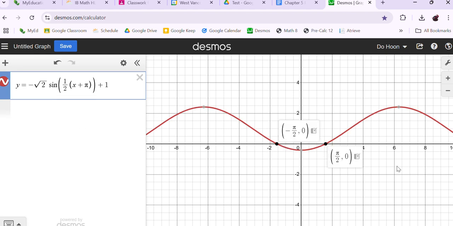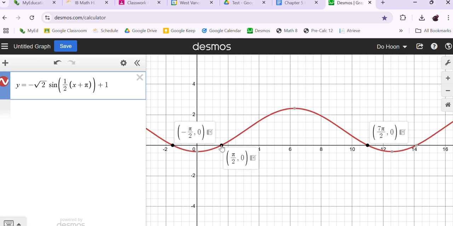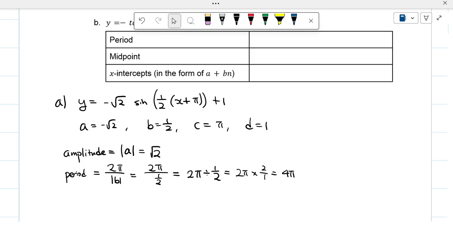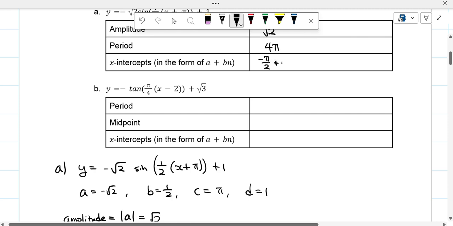Finally, my x-intercepts seem to be negative pi over 2, and then pi over 2, and the next one is 7 pi over 2, and probably 9 pi over 2. So from here you can see my first ones are negative pi over 2 and pi over 2, and it seems like it's repeating every 8 pi over 2, which is 4 pi, which we obviously know from the period. Therefore, my x-intercepts would be negative pi over 2 plus 4 pi n, as well as pi over 2 plus 4 pi n. Let's write that down. So that's part A done.